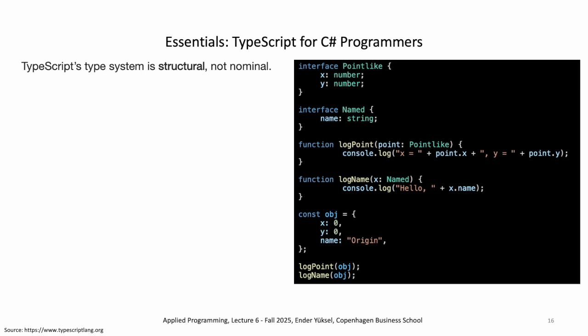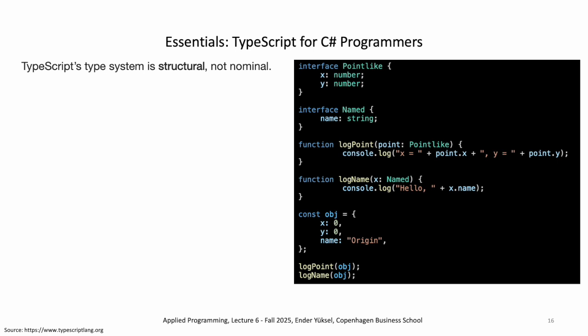Interfaces in TypeScript define the shape or structure that an object should have. They are like contracts that describe what properties an object must contain. The first interface block says a point-like object must have an X property and a Y property, and the second interface block says a named object must have a name property. Notice that X and Y are of type number and name is of type string.